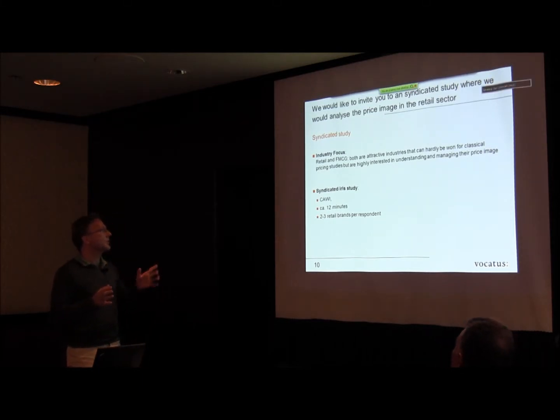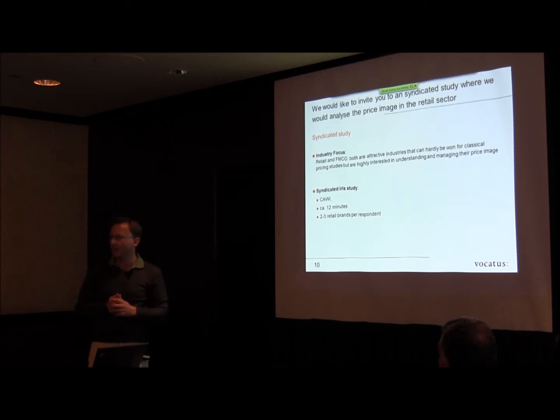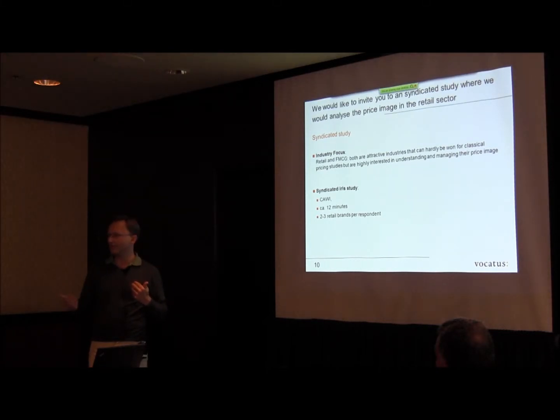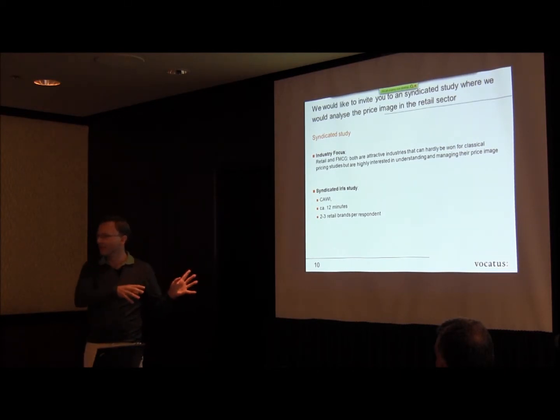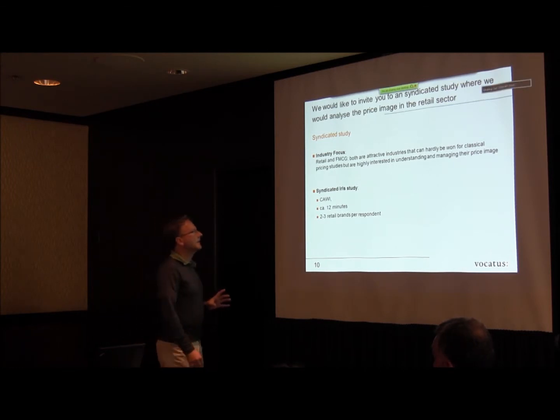So what do we want to do? We want to focus on retail and fast-moving consumer goods because from our position, retail and FMCG, we had a very hard time in getting across our pricing expertise because they do pricing completely different than we would do it for any other industry. So price image here was the missing link.